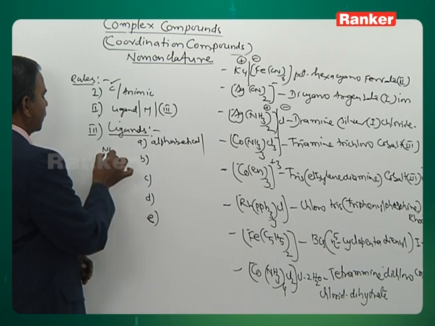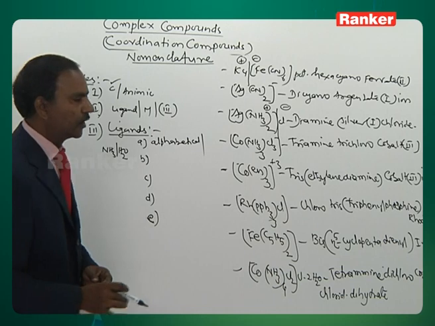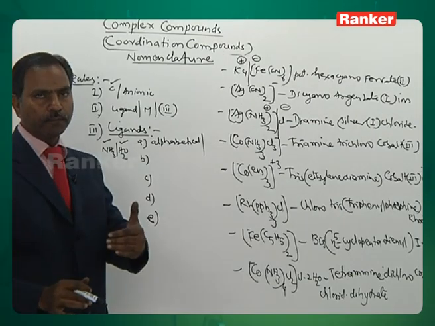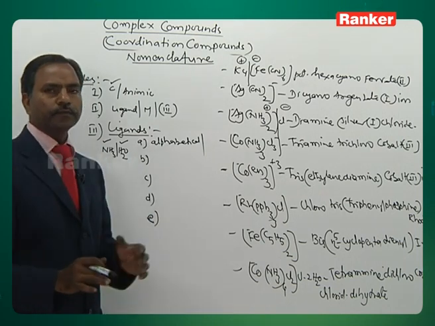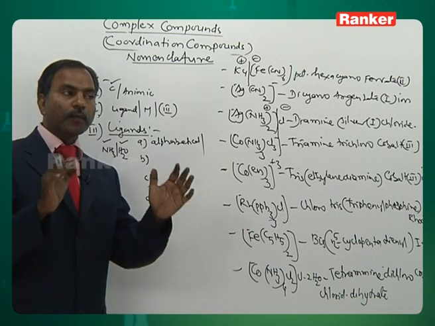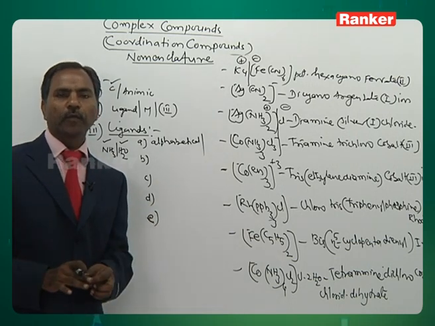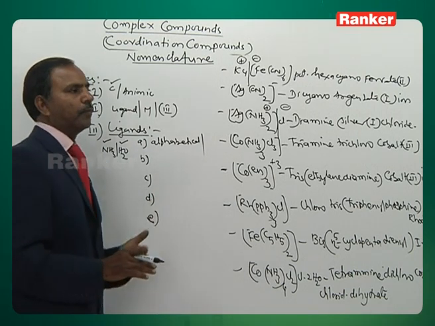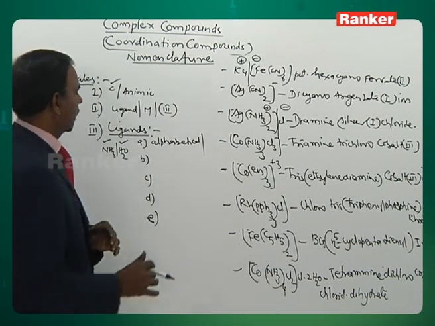Suppose in the complex, an amine ligand is there, an aqua ligand is there. Two ligands are there. Then first you have to name amine followed by aqua. AM followed by AQ. Both the ligands are starting with the same alphabet, so according to the second letter preference, you have to name this. Amine and aqua are there, then first amine followed by aqua. Next.